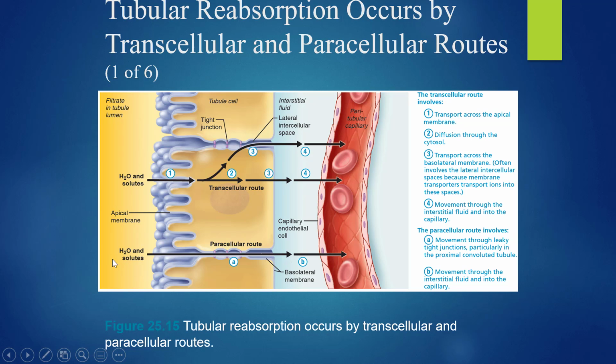The next one is the paracellular route. It doesn't go right through the cell, it goes in between two cells, and they move through the leaky tight junctions, particularly in the proximal convoluted tubules. There are many of these leaky junctions in the PCT, and movement through the interstitial fluid then goes back into the capillaries.